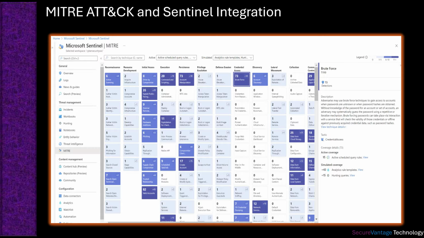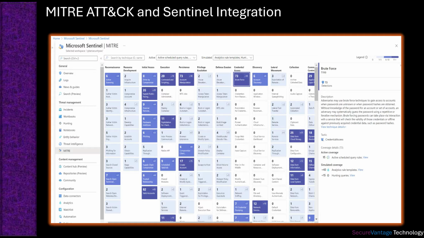By using the ATT&CK framework, Sentinel can help security teams prioritize alerts based on the tactics and techniques that are most relevant to their environment. For instance, techniques associated with lateral movement or privilege escalation might be prioritized higher due to their potential impact.